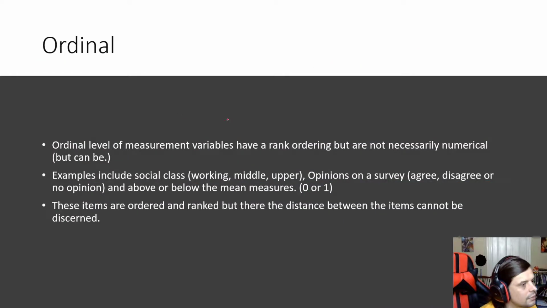Ordinal variables must have a rank ordering, but are not necessarily numeric, but can be. Examples include social class: working, middle, and upper. When we do working class, middle class, and upper class, we could get a general idea of like 0 to, I don't know, $30,000, and then middle class we can say 30,000.001 to like 55K, and these aren't the real numbers, I'm just giving you examples. And then upper class of course can be 55K plus if you want to do that.